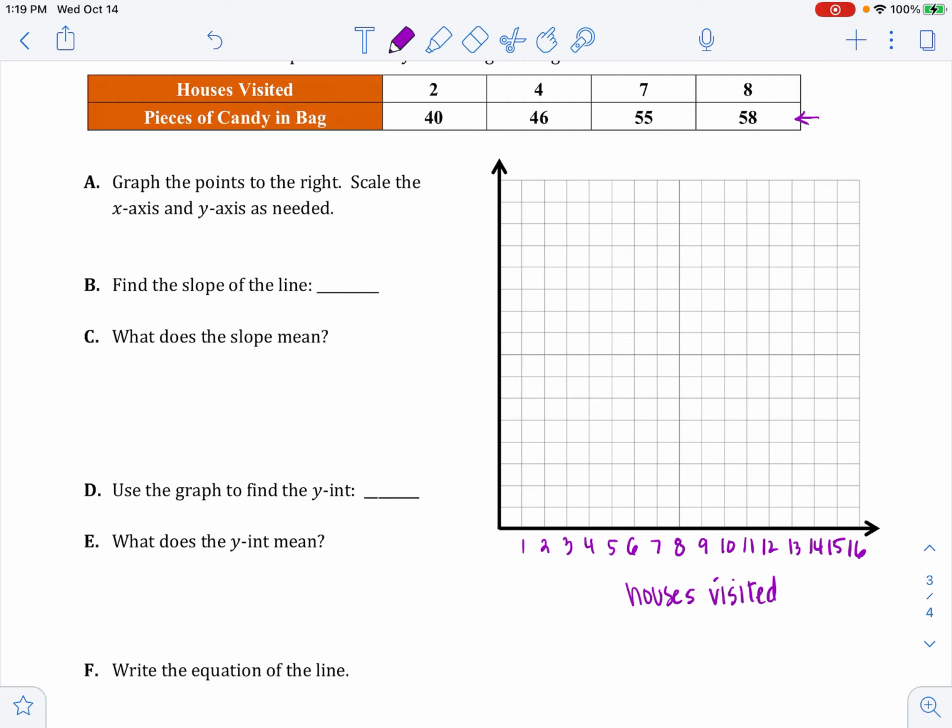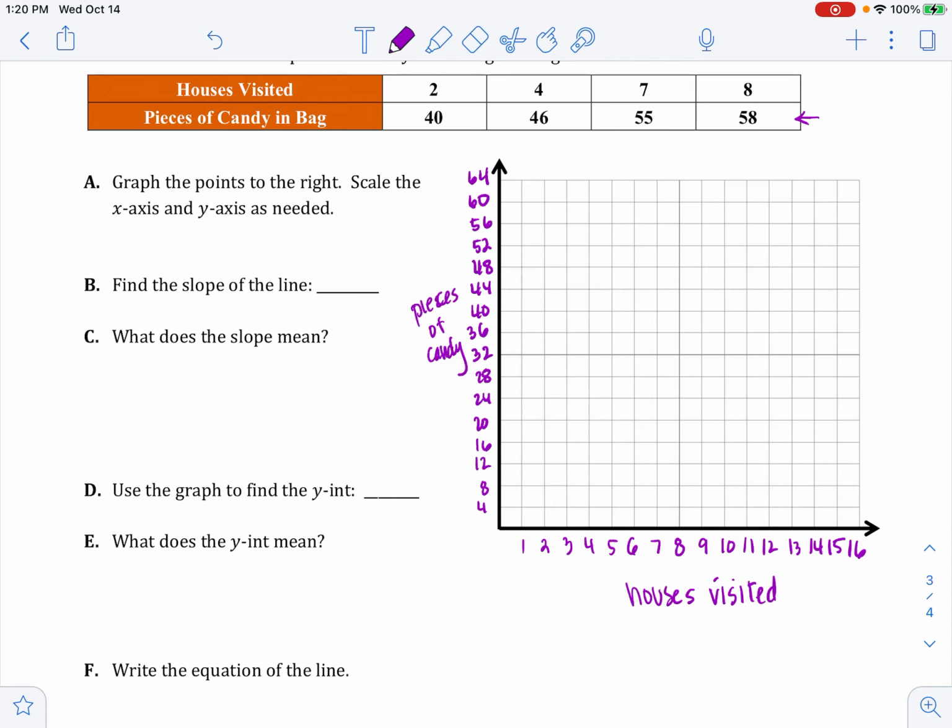So I need to go by at least 4s. I could go by 5s if I want, or 6s, or 10s even. But I want to get the most for my money here on my graph. So I'm going to go by 4s. So I'm going to do 4, 8, 12, 16, 20, 24, 28, 32, 36, 40, 44, 48, 52, 56, 60, 64. And this is pieces of candy.